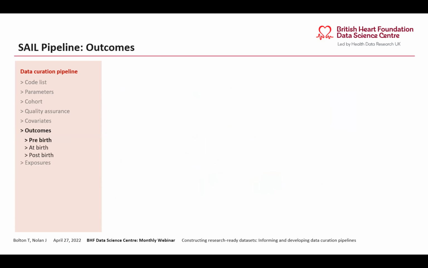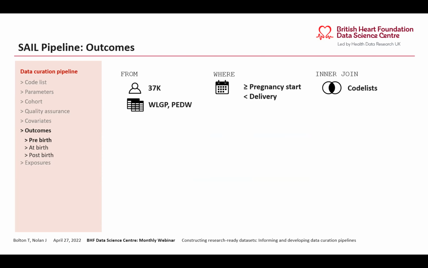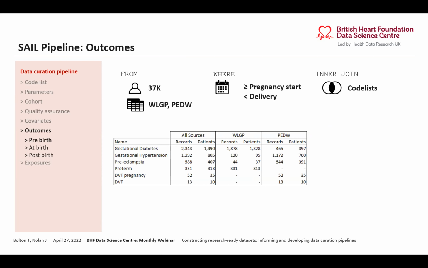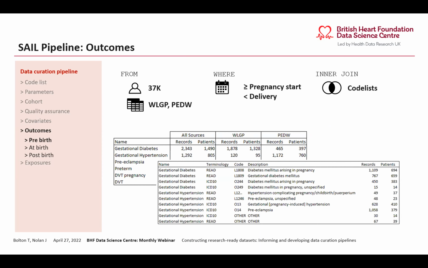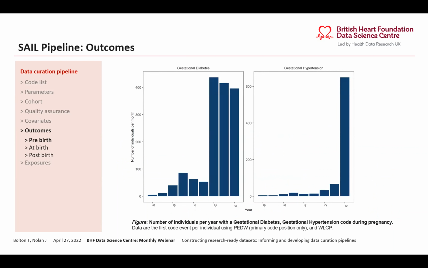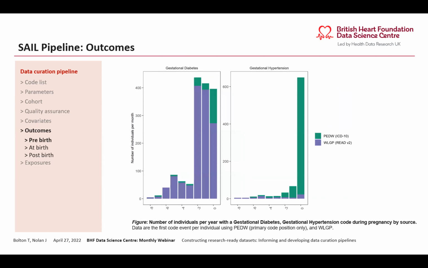Again, similarly for outcomes, and in this particular example, outcomes during pregnancy. Again, we're looking at our cohort of 37,000 people, looking forward in time up to the delivery date for each individual, and looking in the primary care data and hospital episodes, producing our source summaries for each of the outcomes listed here. And again, we've got the more detailed code level summaries that allow us to scrutinize which codes are identifying the outcomes in our cohort. Again, we can see at what point in the course of the pregnancy these outcomes were identified. And again, we can see which sources they're being picked up in.